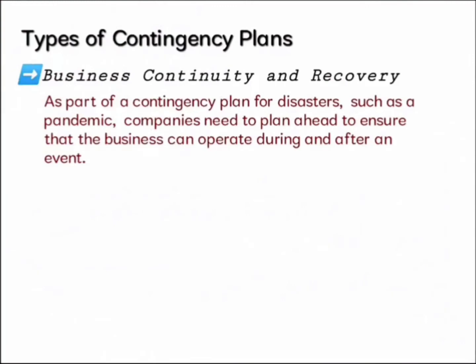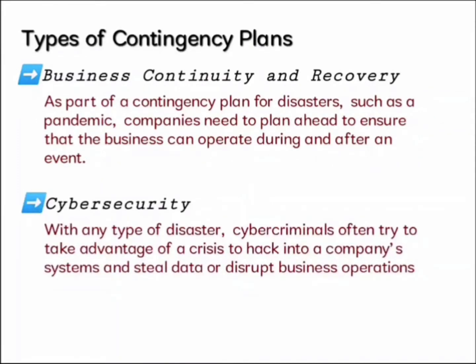Business continuity and recovery. As part of contingency plans for disasters such as a pandemic, companies need to plan ahead to ensure that the business can operate during and after an event. Cybersecurity. With any type of disaster, cybercriminals often try to take advantage of a crisis to hack into a company's systems and steal data or disrupt business operations.